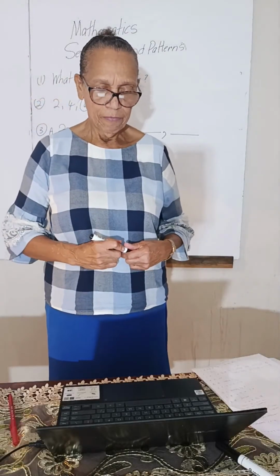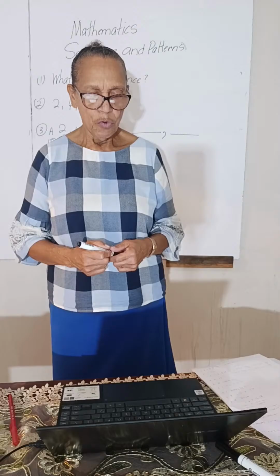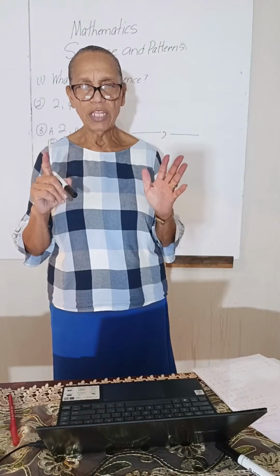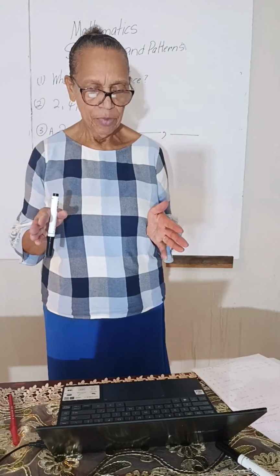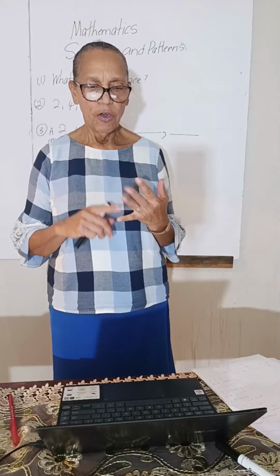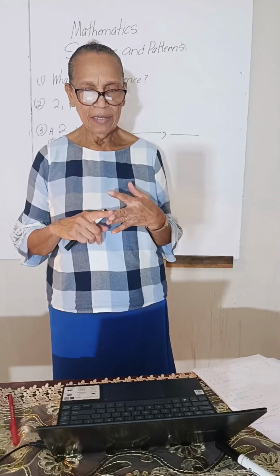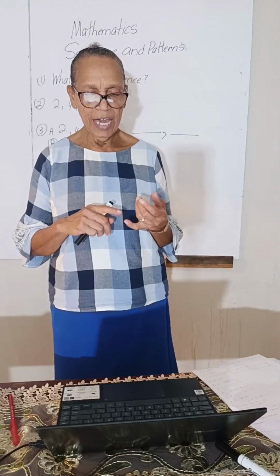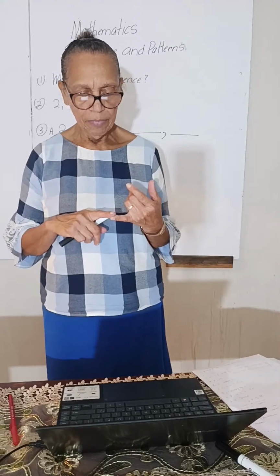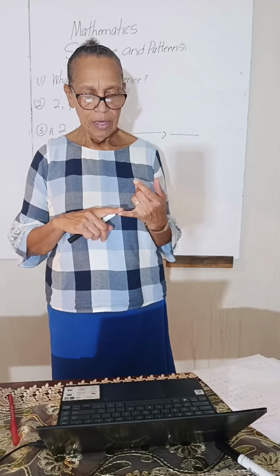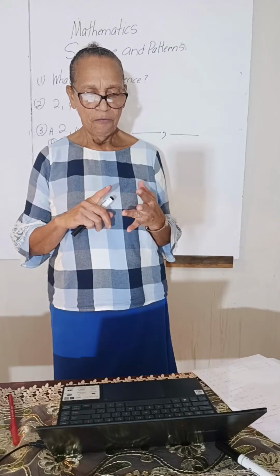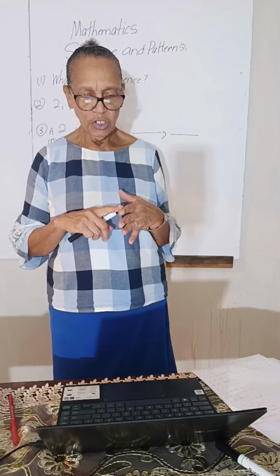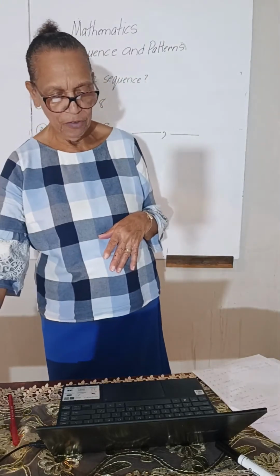Number 12. Write the missing number. I'm giving you some numbers. I'm going to leave out one. You're going to write the missing number. 1, 4, 9, dash, the missing number, 25. 12 again, write the missing number. 1, 4, 9, dash, 25. I'm giving you 3 more and we're finished for this evening.